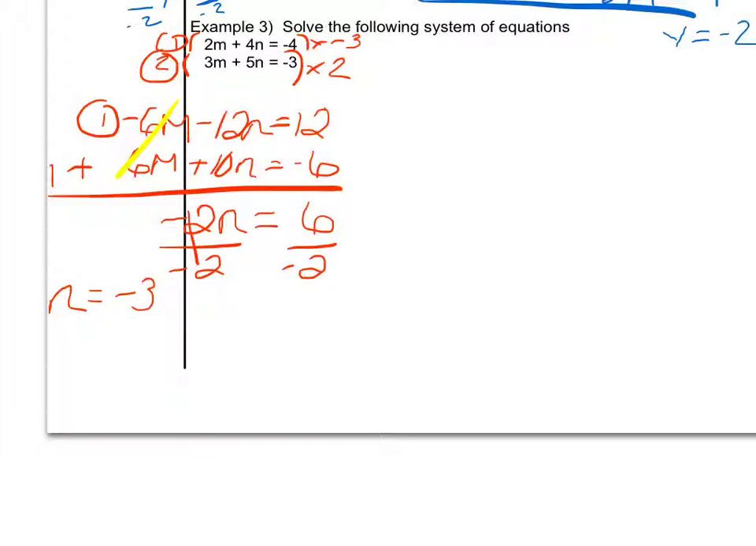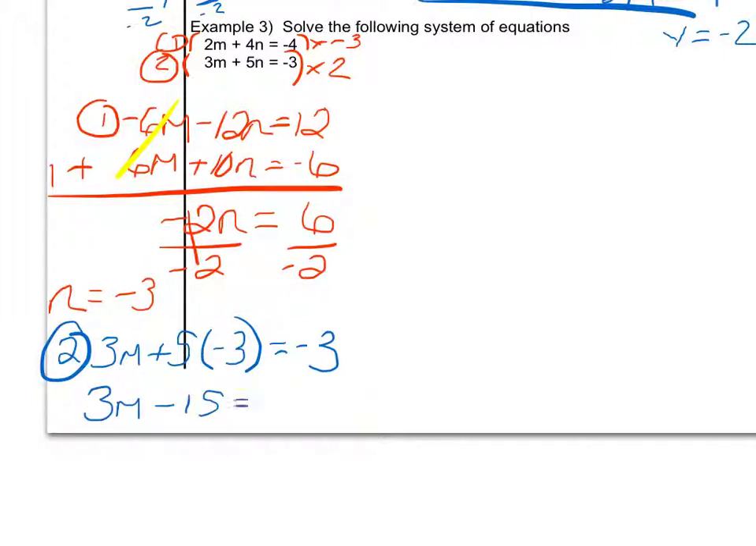Now I'm going to choose either equation 1 or equation 2 to plug back into. Let's say I choose equation 2. Then I get 3m plus 5 times negative 3 equals negative 3. And notice that, I'm going to back up a step here. I'm choosing the original as opposed to the new equations, only because the original ones have smaller coefficients, which usually means easier math. 3m minus 15 equals negative 3. Add 15. I'm left with 3m equals 12.